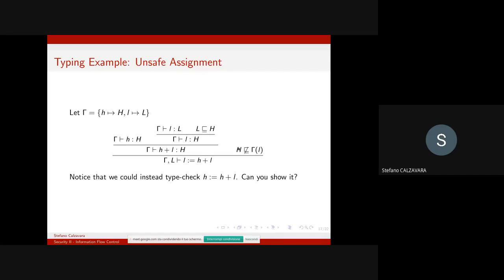Okay, again, don't look at the type derivation. Just look at the program. Is the following program secure or not?